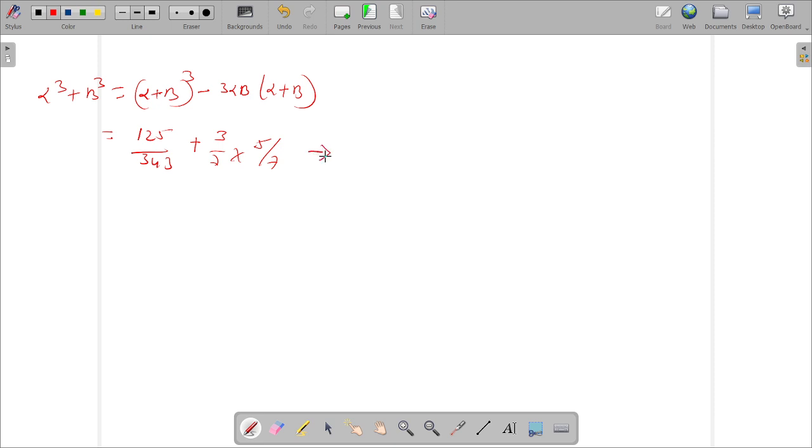So it can be written as 125 by 343 plus 15 by 49. You can multiply with LCM 7 to find the value of alpha cube plus beta cube. 15 into 7 is 105, and 125 plus 105 is 230. So it equals 230 by 343.